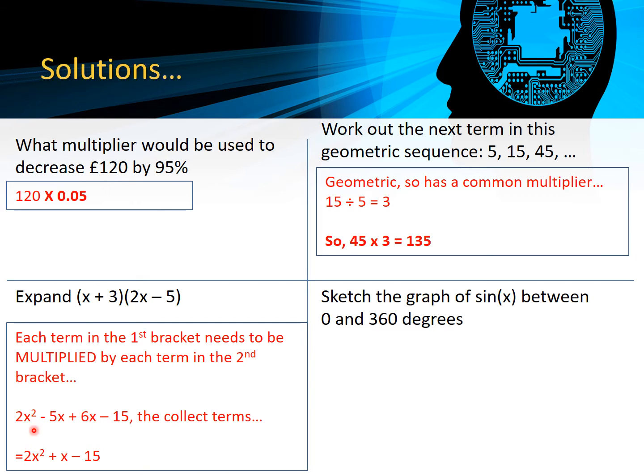It depends on the order that you do it, but you tend to get a couple of terms that collect together. And the way I do it is always the middle two. And that gives me an answer of 2x squared plus x minus 15. And we're not being asked to do anything else.